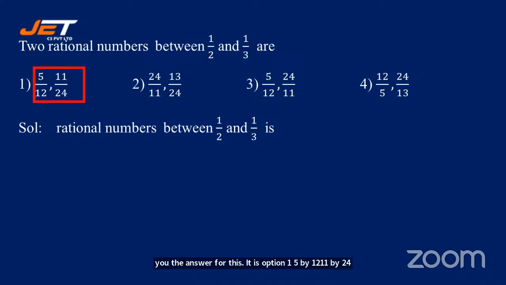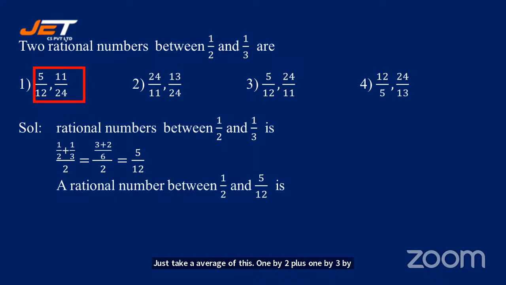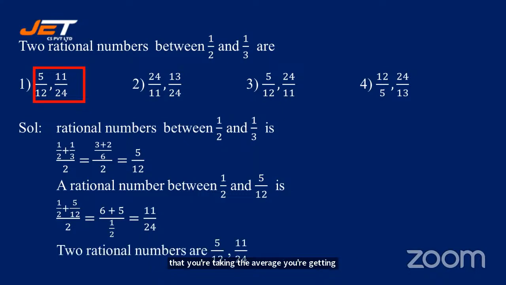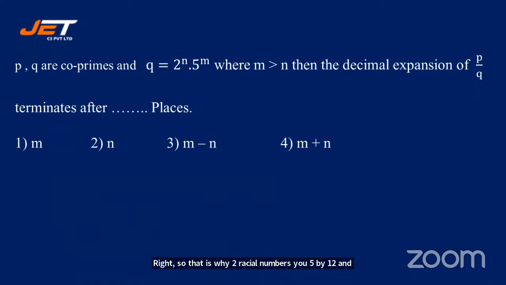How? See, the rational number between 1 by 2 and 1 by 3. Just take an average of this. 1 by 2 plus 1 by 3, by 2, you get 5 by 12. So a rational number lies between half and 5 by 12. For that, you're taking half and 5 by 12, and taking the average, you're getting 11 by 24. Right? So that is why two rational numbers you have opted as 5 by 12 and 11 by 24. All right, students? Yes, see the next question.